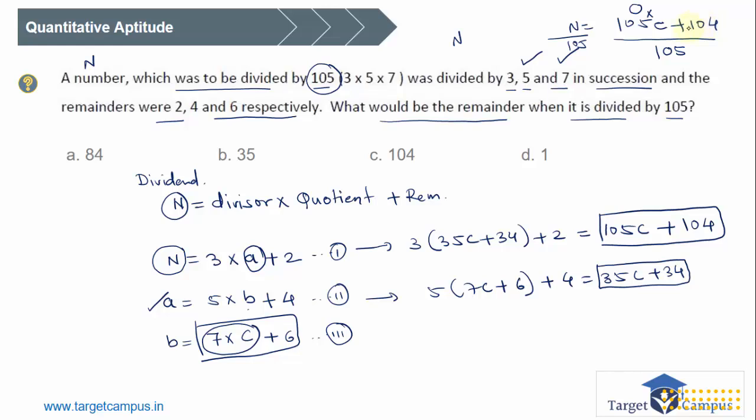Now 104 is not divisible by 105, and you will get remainder as 104 only when you divide the term by 105. So here our remainder is 0, here our remainder is 104 only, so our final remainder is 104 only. Option C is your right choice. I hope this is pretty much clear, guys.